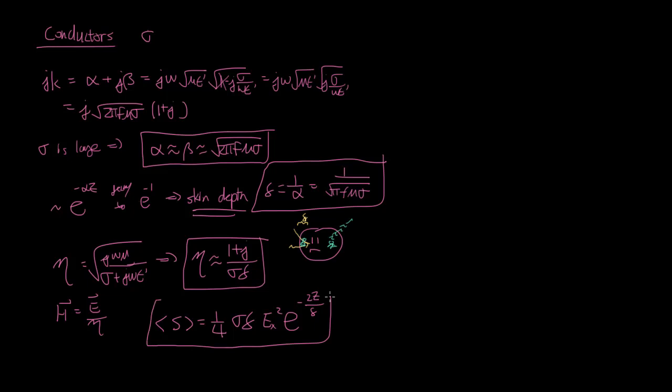So this is a simplified expression. Again, the exact expressions that we had in previous lectures still apply here, but this is an approximation if you were given a delta and a sigma and you were told that it was a good conductor.